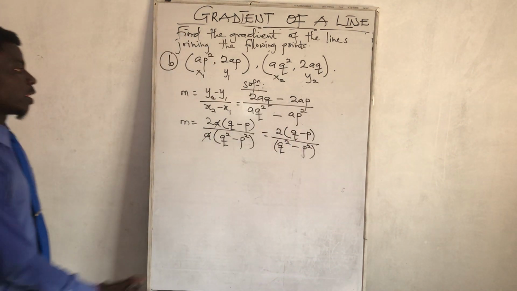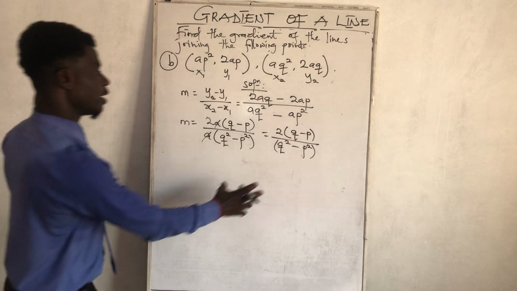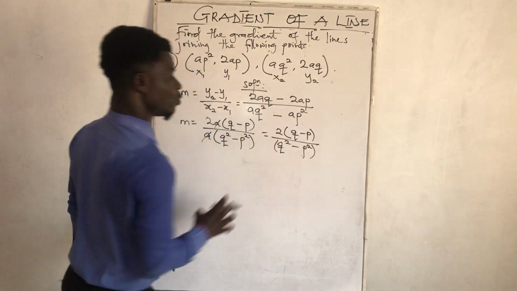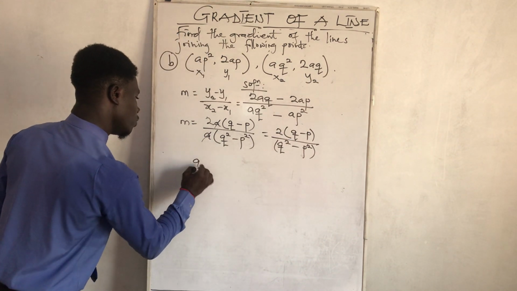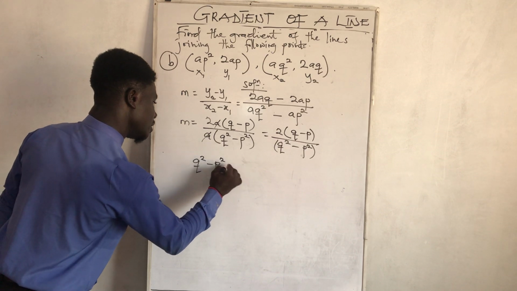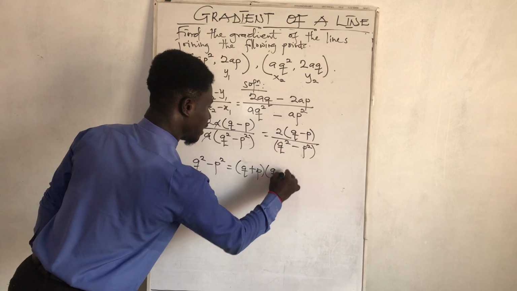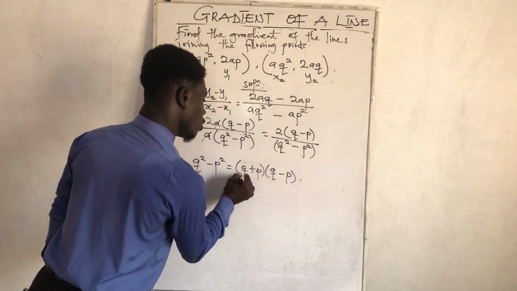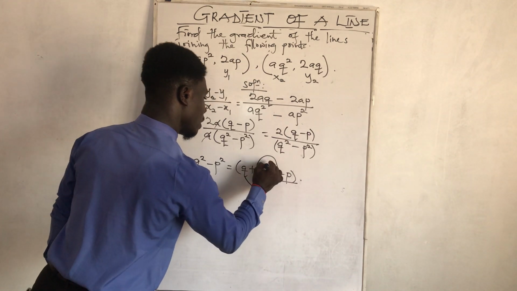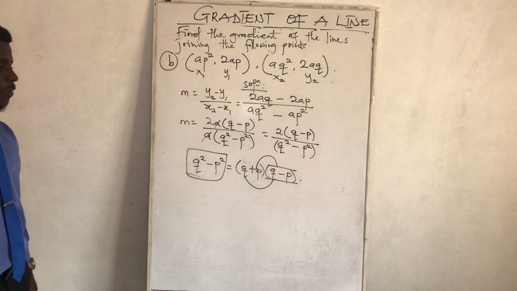Right. Now, the denominator, let's see something. We can do something there. Now, the denominator, which is Q squared minus P squared, is difference of two squares. So this one, Q squared minus P squared, is the same thing as Q plus P, then Q minus P. Right. So it means that when you multiply this by that, then you multiply this by that, you have to get the result as that. Very, very simple.